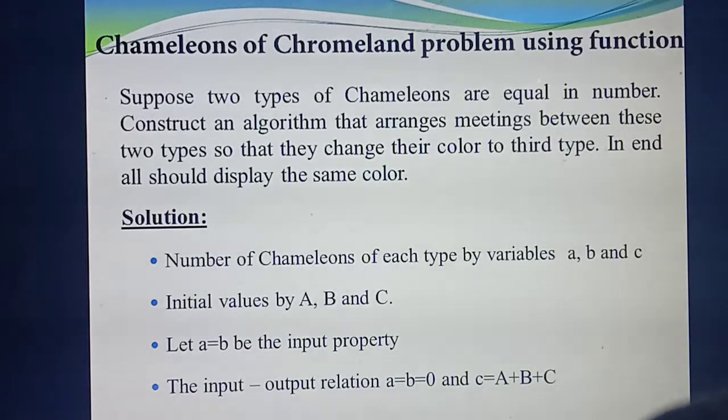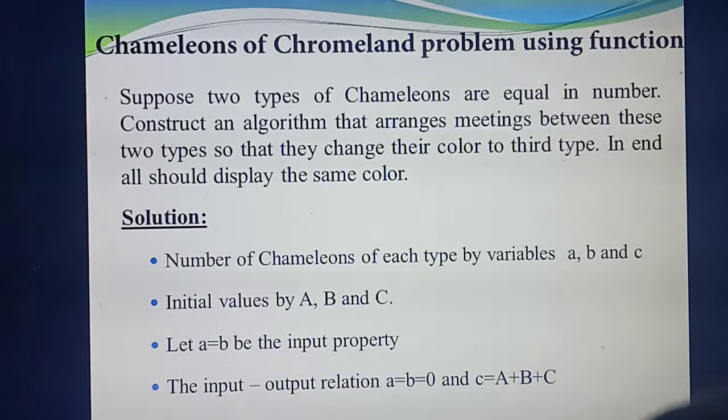So they change their color to a third type. What is the condition? The two types of Chamberlains are equal in number. If they are equal in number and conduct the meeting at the same time, they will change their color to the third type. For example, red 5 numbers, blue 5 numbers, so they are equal in number and arrange the meeting between them. So they are going to change to the third color, maybe green. Here, red and blue, any one color, consider as green. So which color are they changing to? Green color, the third one.